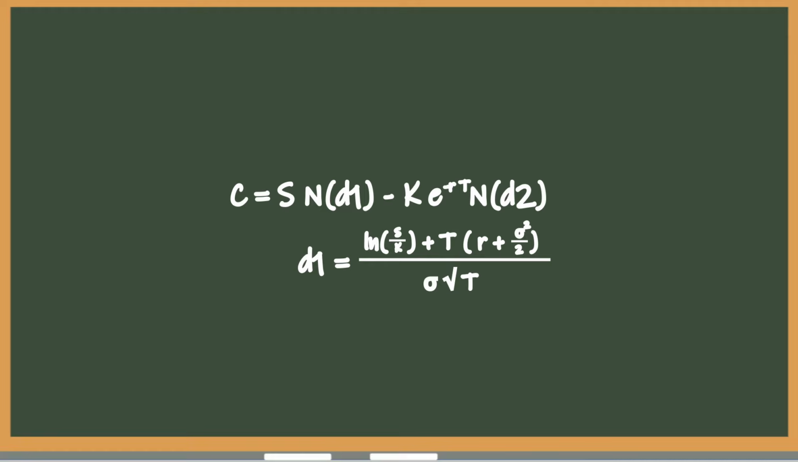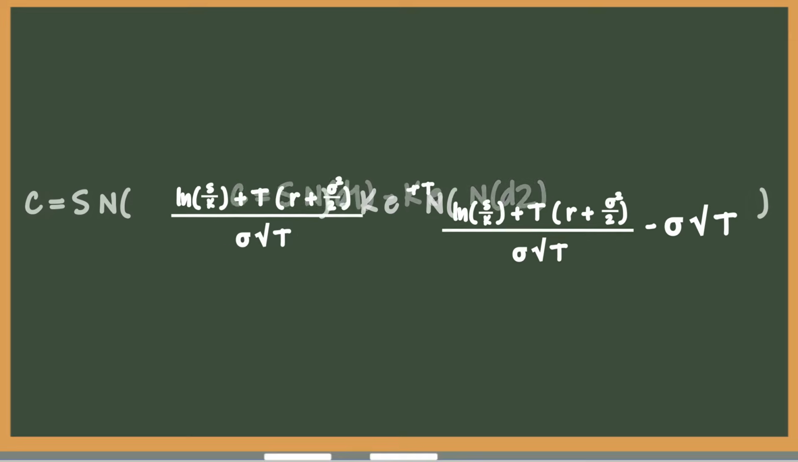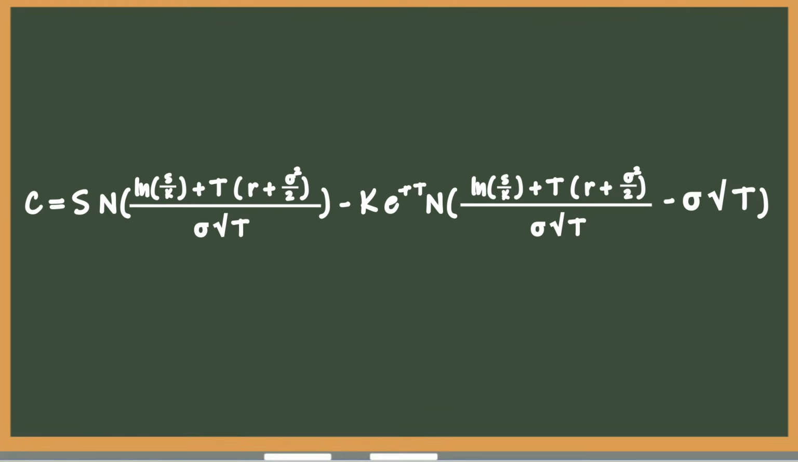The formula for a call option is as follows, where D1 equals and D2 equals. If we plug D1 and D2 into our first equation, we get this, which is a rather cumbersome equation, but if we break it down, it becomes much more conceptually simple. Let's assign each of the variables a name so we better understand what they represent. C is the price of our option. This is what we're solving for.